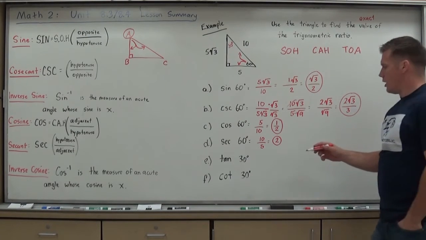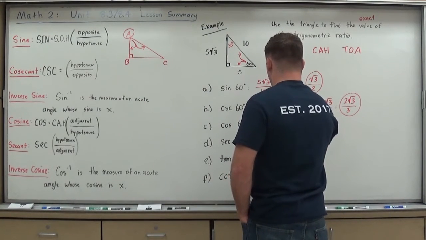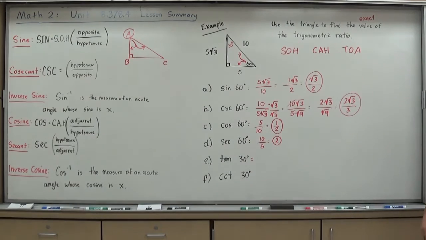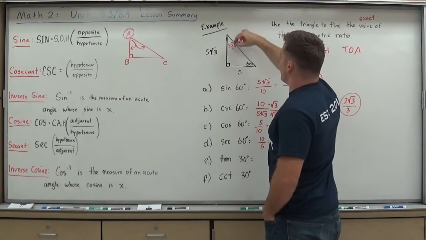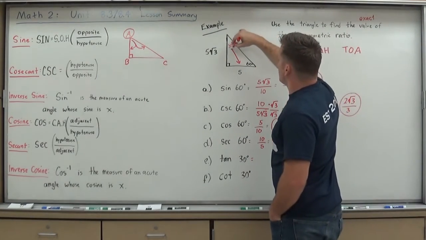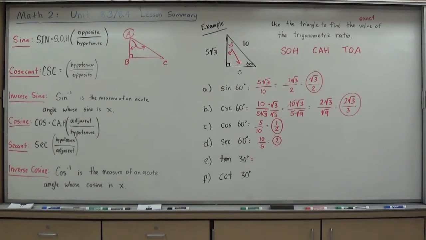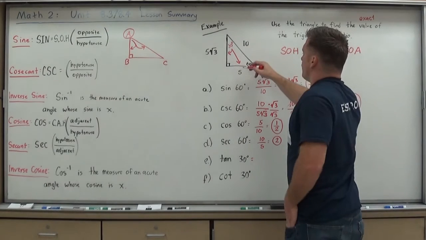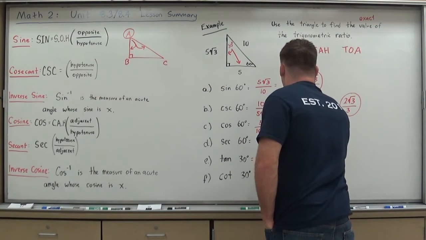Okay, moving on. Tan of 30. First time they've changed the reference angle on me. Tan of 30 would be, it's TOA, opposite over adjacent. So tan of 30 would be 5 over 5 root 3.